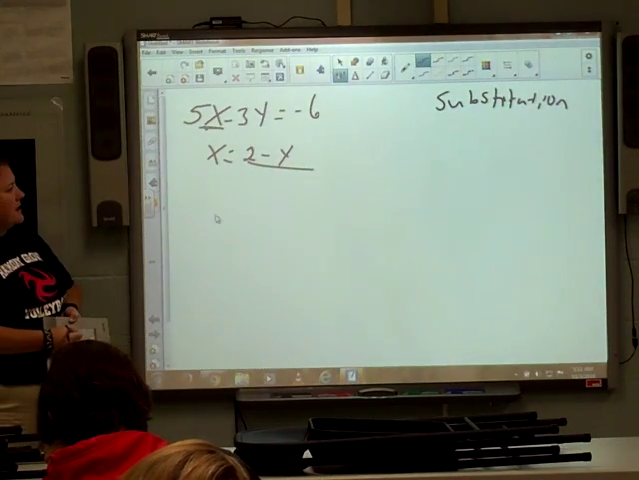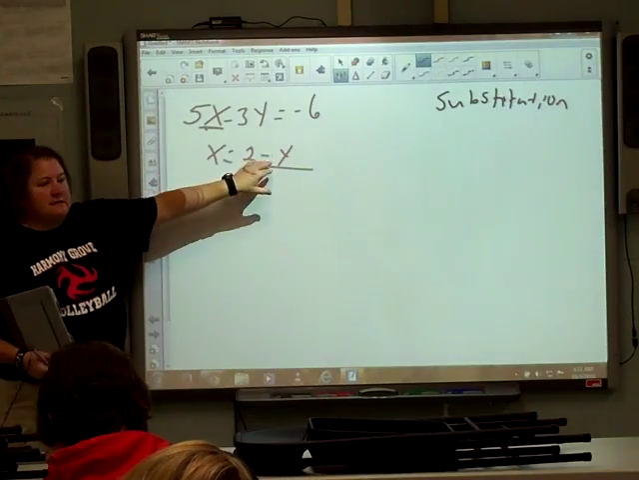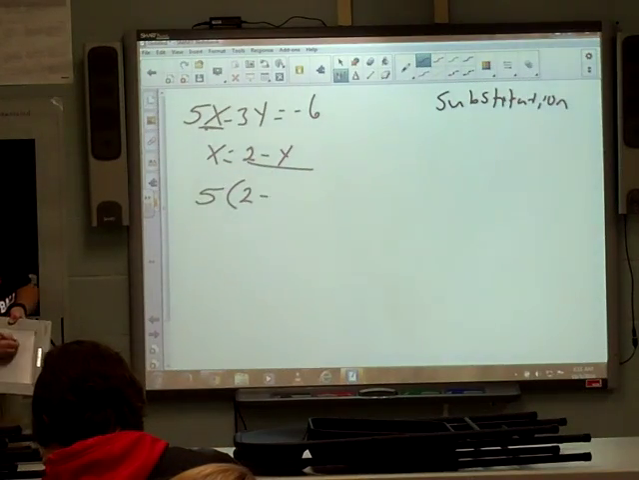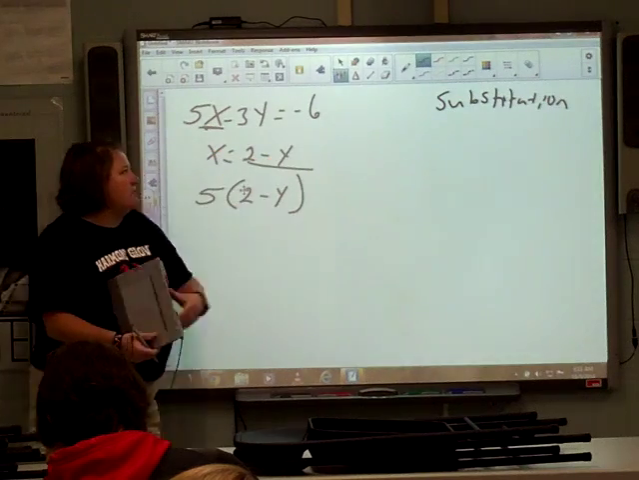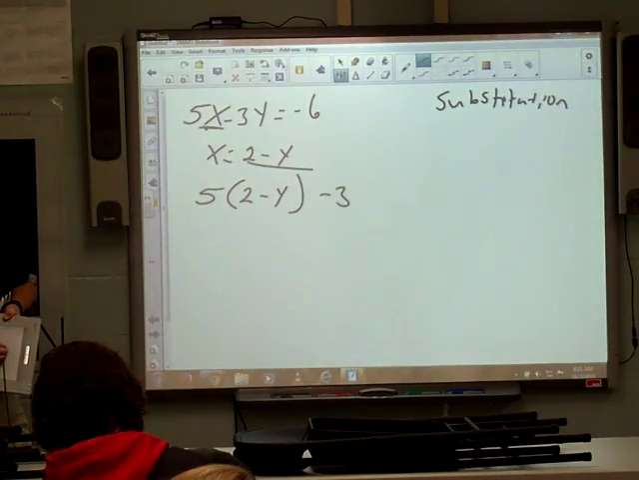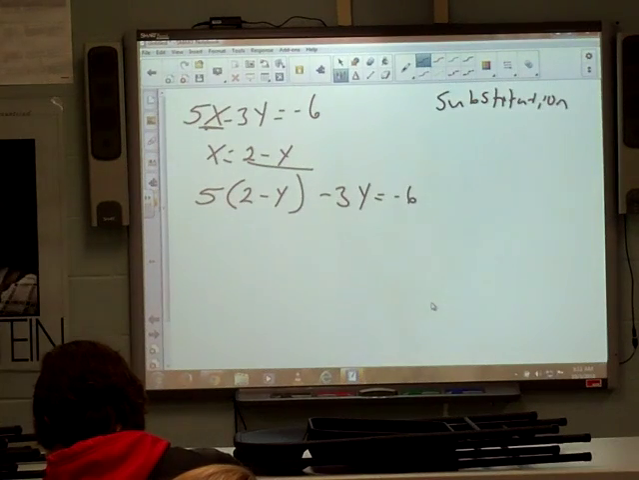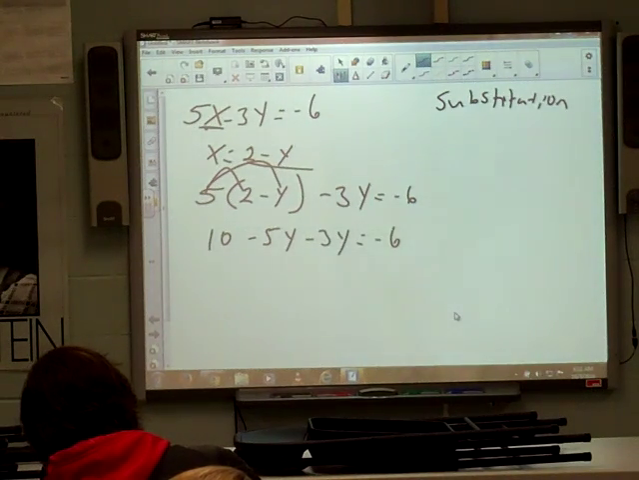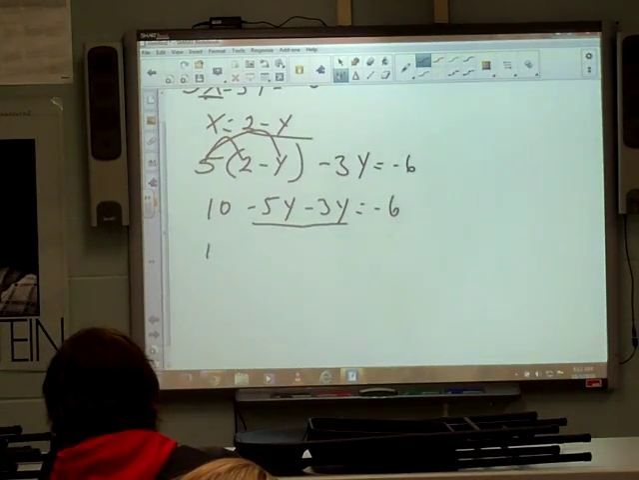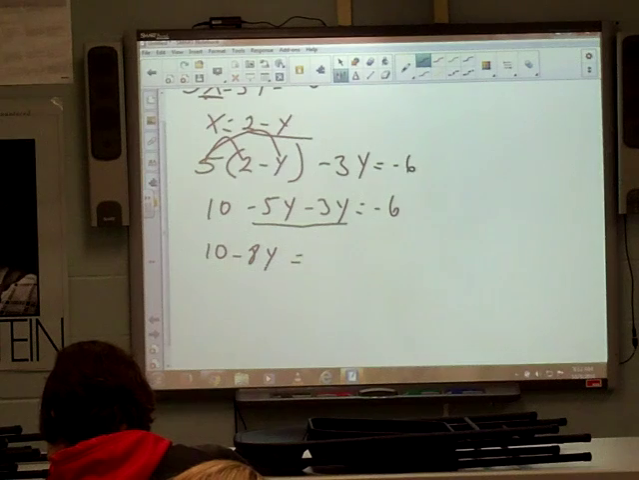Right? So I'm going to have 5, but instead of x, I'm going to put what x is. Times 2 minus y. And then just bring the rest of it down like it was. Minus 3y equals -6. Okay, now what would we do to start simplifying that? Distribute that 5, so it gets me 10 minus 5y minus 3y equals -6. I got some like terms there, don't I? So when I combine those y's there, that's 10 minus 8y equals -6.